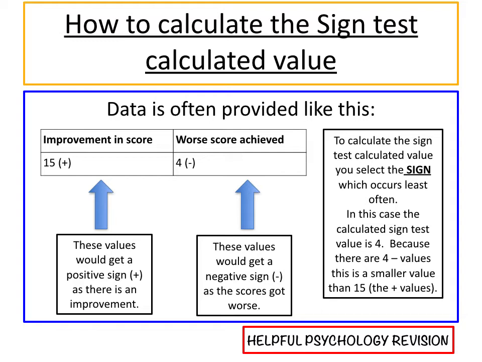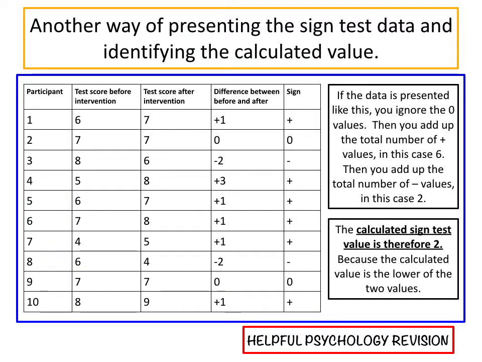So now we want to look at other ways in which this data can be presented. It looks more complicated, but is a very simple calculation. So in this case, we've been provided with the test scores before the intervention and test scores after an intervention. We then need to calculate the difference between before and after, which I've done in the 4th column along. And then we need to give each of those values a sign, so if they've improved it's a positive, if they've got worse it's a negative, and if there's no change there's a 0.